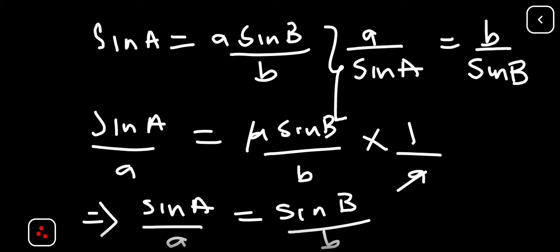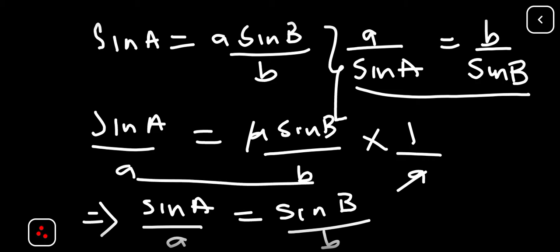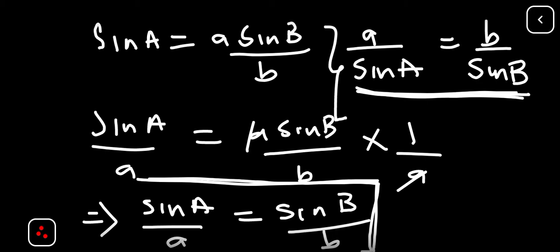Because if you cross multiply, you see it's still the same thing as A sine B equals B sine A. Okay? So sometimes they may write the sine rule like this, sometimes they may write it like this. It depends on what you divide with. If you divide with sine A, it would become something like this. If you divide with small letter a, it becomes something like this. So we have gotten the first part.